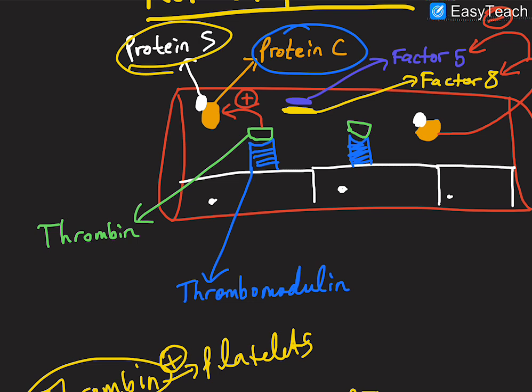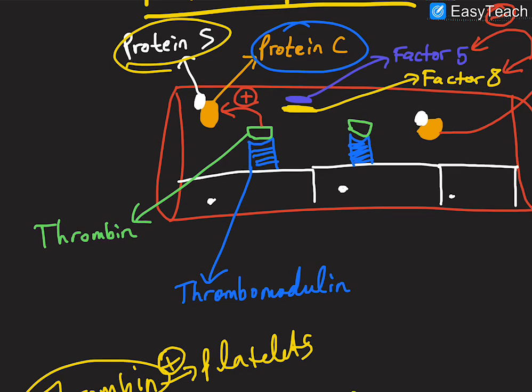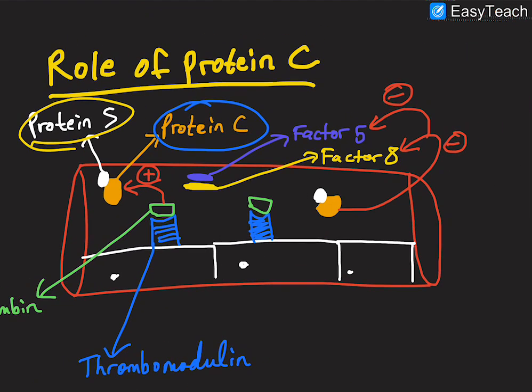Okay? Normally, thrombin is involved in the coagulation cascade. When it binds to thrombomodulin, its function changes. How does it change? Thrombin, when bound to thrombomodulin, will then stimulate and activate protein C. And if you have activated protein C, what does activated protein C do? It inhibits. So this is our protein C, protein S complex, because protein S is a cofactor.